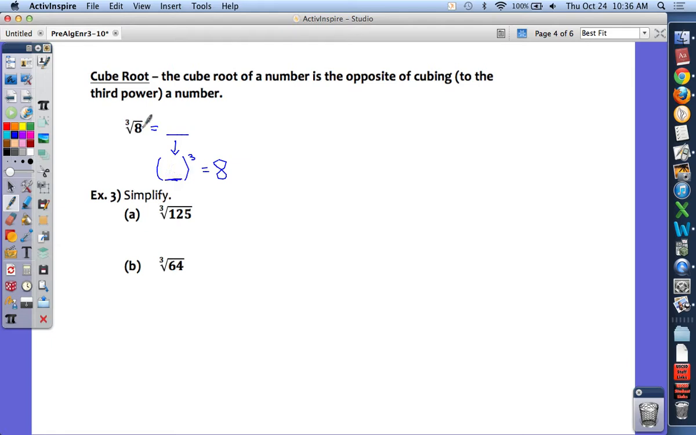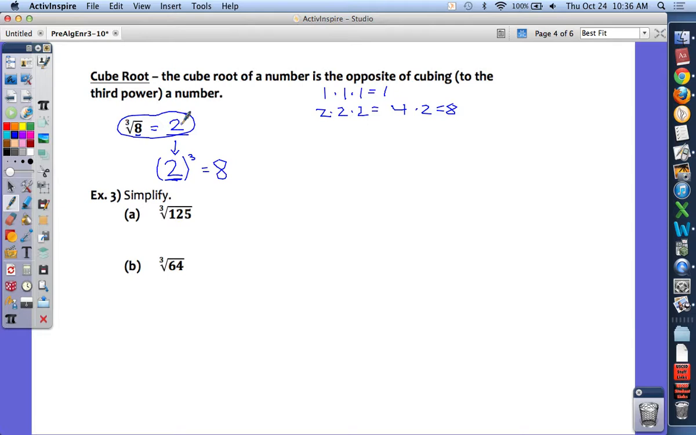So the cube root of 8 is a number that when you cube it, you would get back to this value of 8. So what times itself 3 times gives you 8? Well, is it 1 times 1 times 1? 1 times 1 times 1 is only 1. Is it 2 times 2 times 2? 2 times 2 is 4, and 4 times the last 2 is 8. So the cube root of 8 would be 2. 2 cubed is 8, so the cube root of 8 has the value of 2.